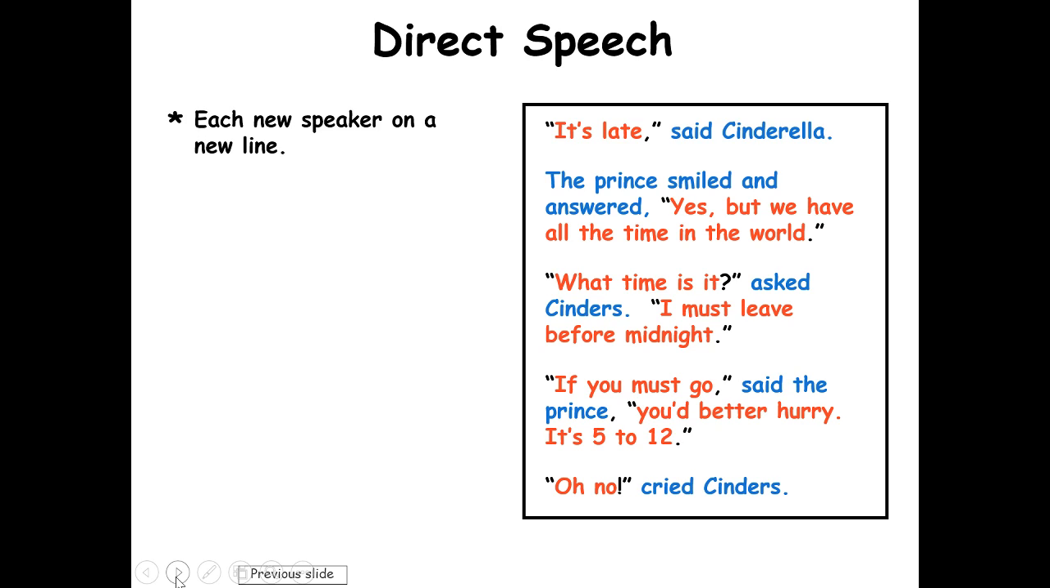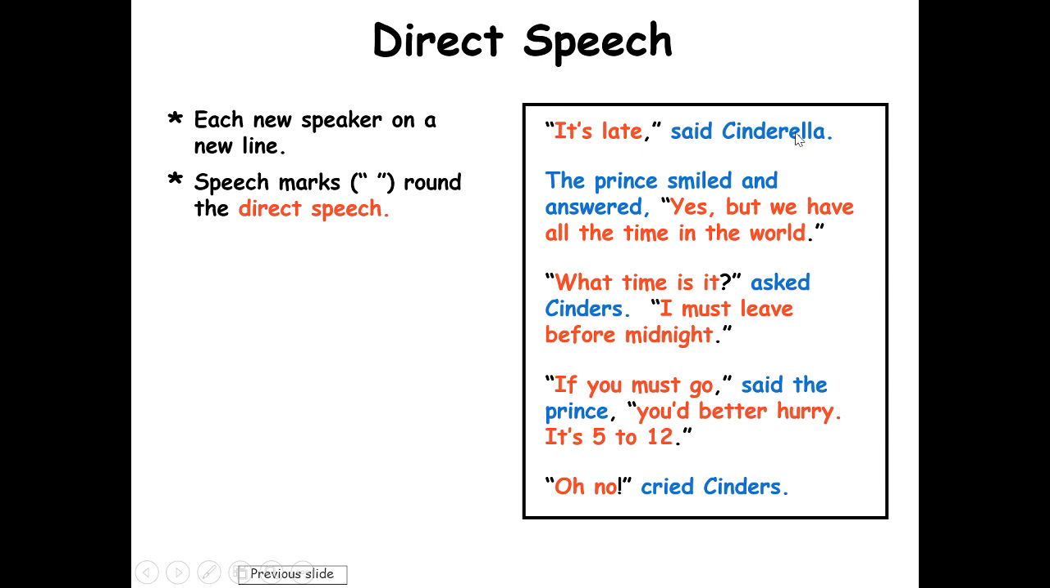Okay. Next is direct speech. Direct speech means what the speaker is saying exactly, the words or the phrase which the speaker is saying. Each new speaker goes on a new line. Here you can see in the example any phrase or any word of direct speech will always be in a speech mark, as you can see here.